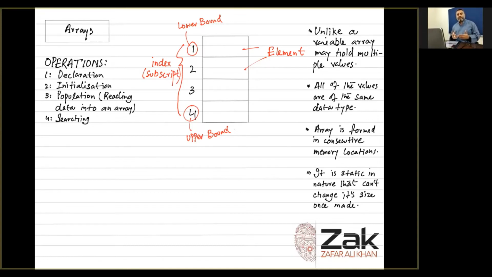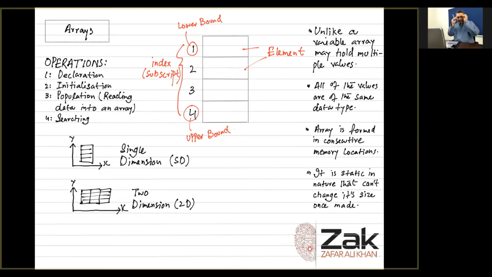This is called static. There are other data structures like linked lists and binary trees where during the execution of the program you can make their sizes bigger or smaller on the go, but over here with the array it is not possible.